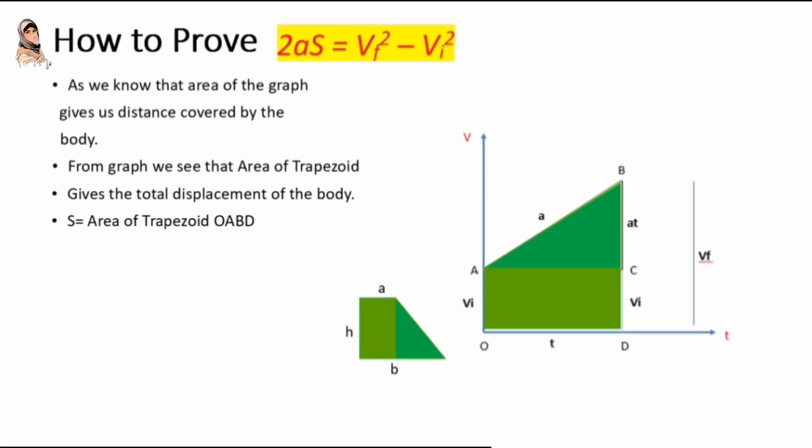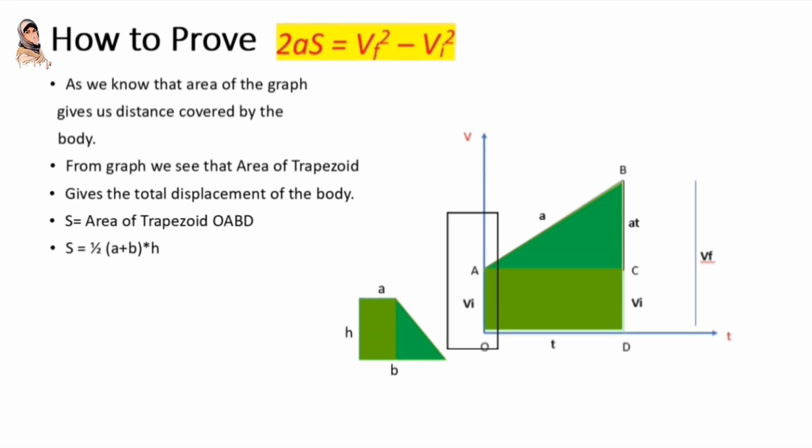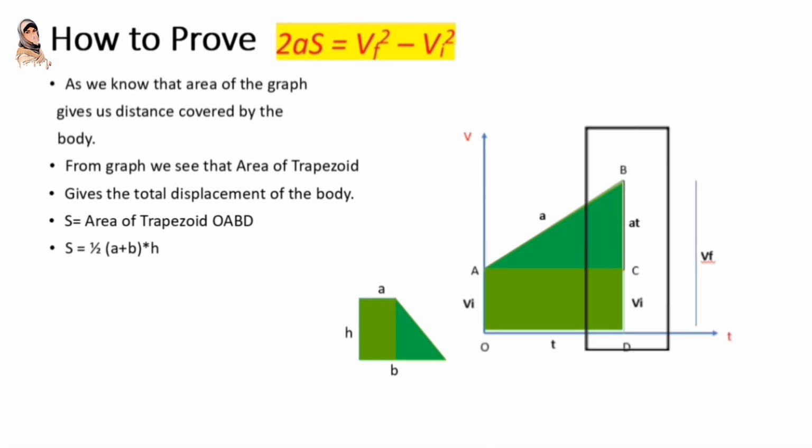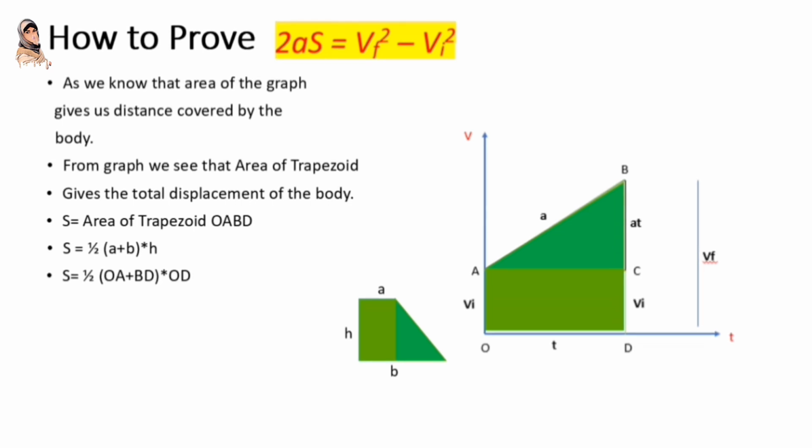Well, the formula for the area of the trapezoid is S equals half (A plus B) multiplied by the height. From the graph, we can see that A is equal to OA and B is equal to BD, where H is equal to OD. So by putting the values, we get the equation S equals half (OA plus BD) multiplied by OD.